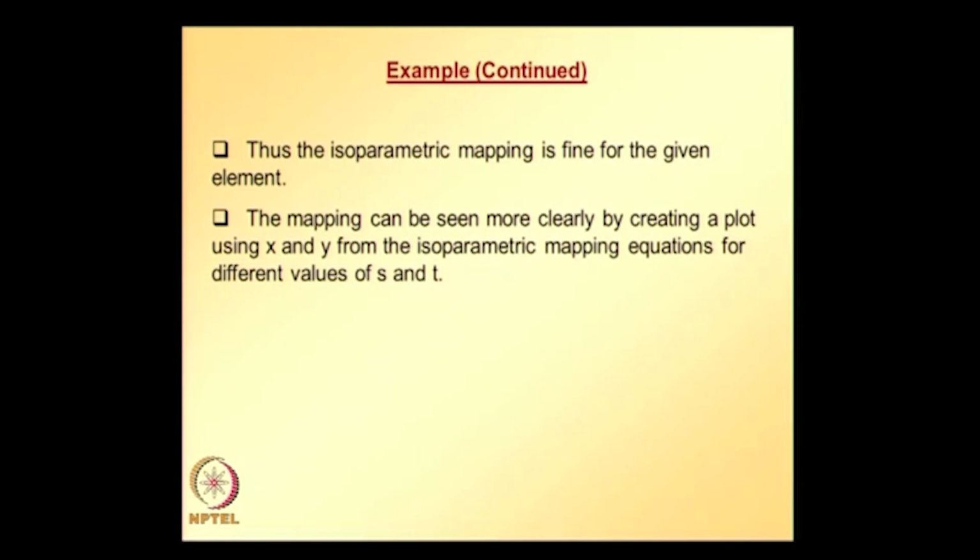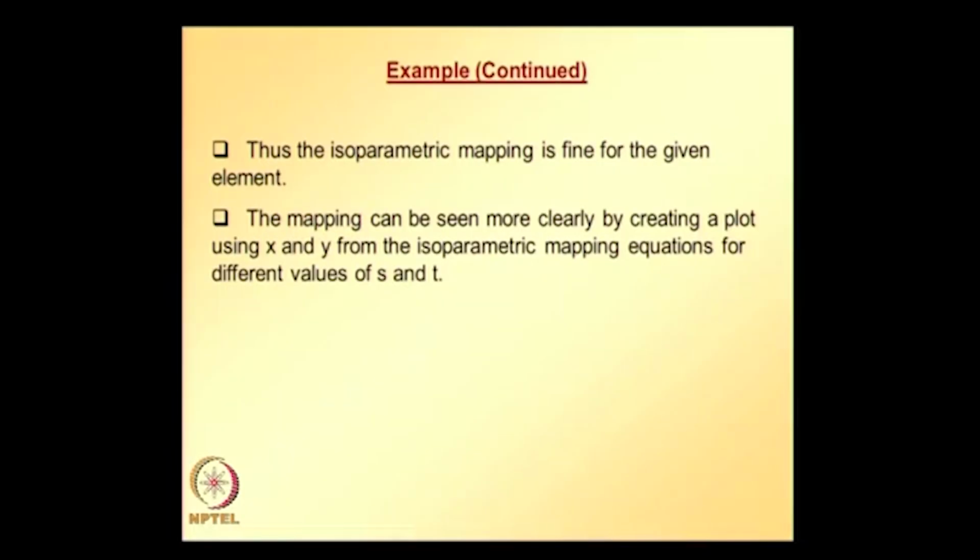and this is one way of checking mapping, that is once determinant of J expression is obtained, checking whether determinant of J is greater than 0 over the parent element domain. That is one way of checking whether mapping is fine or not. The other way of checking mapping is we already have x in terms of S and T, y in terms of S and T.